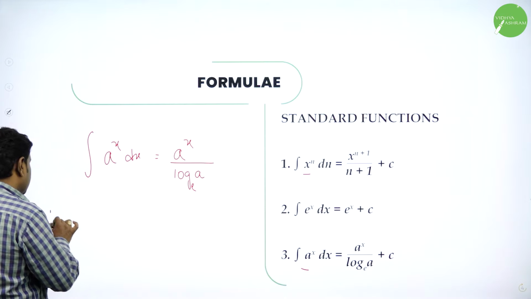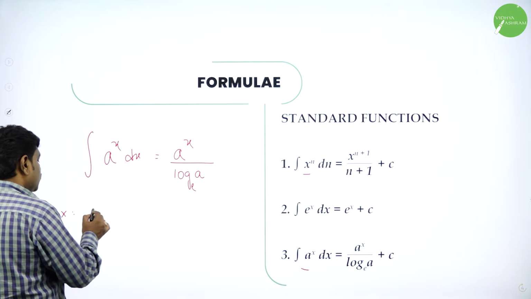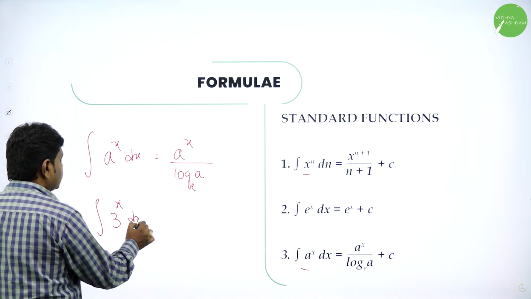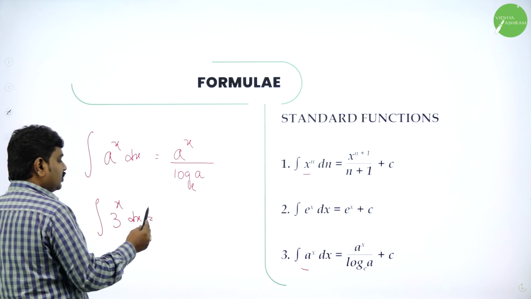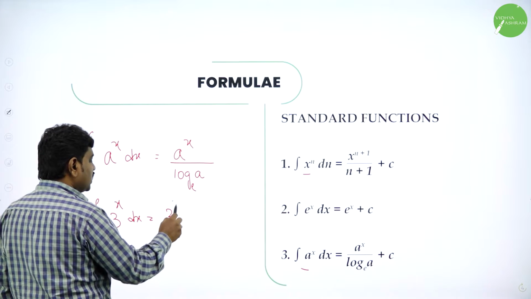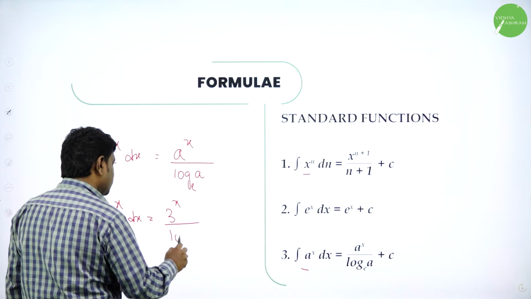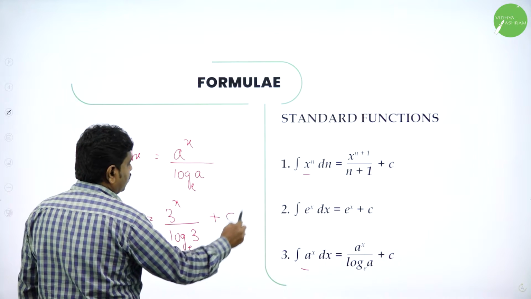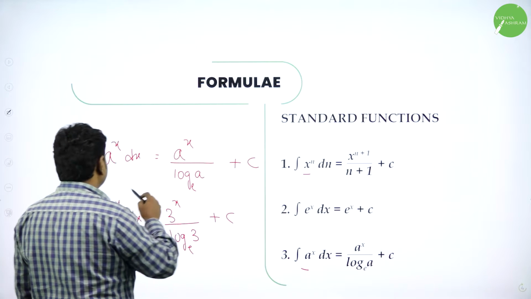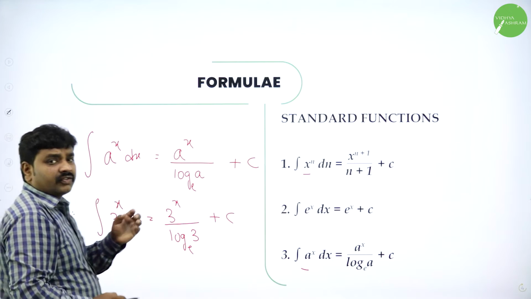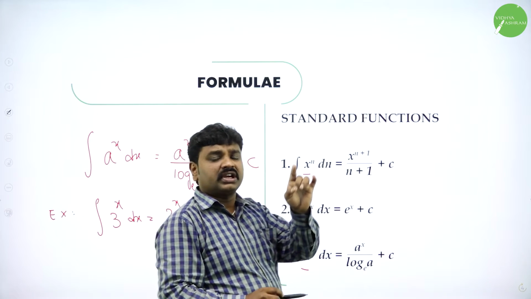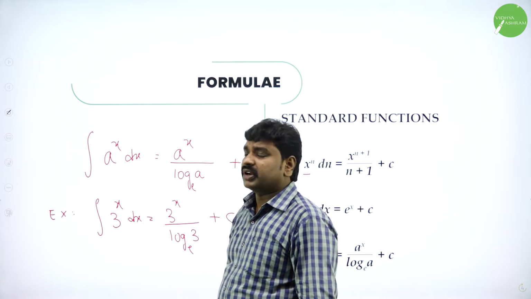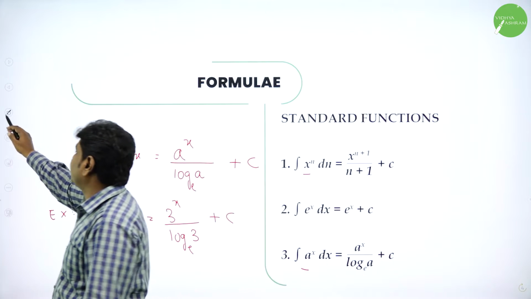So for this, an example is simple. Integration of, I will take 3 power x. So what is the answer? It is in the form a power x. X is in the power. So the answer is 3 power x by log base e 3 plus c. For all the integrals we should put plus c because these are indefinite integrals. For all indefinite integrals we should put integral constant plus c in every formula. So what is integration of a power x? A power x divided by log base e a.